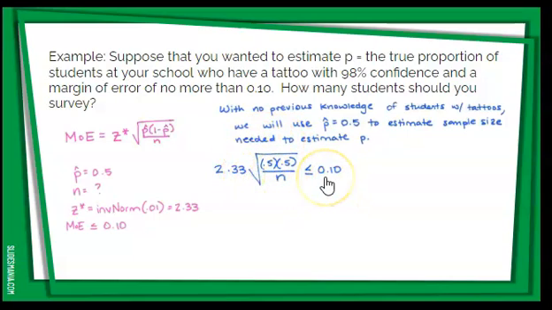Now we're just doing some algebra to solve this. All right? So what did I do? I divided both sides by 2.33. And then, to get rid of the square root, I decided to square both sides. When I squared this side over here, the square root went away, and this side is squared.